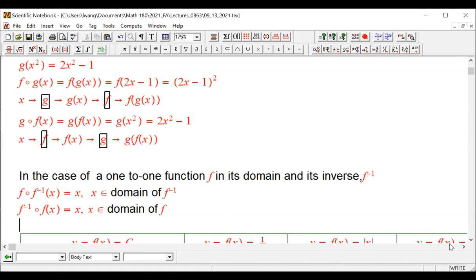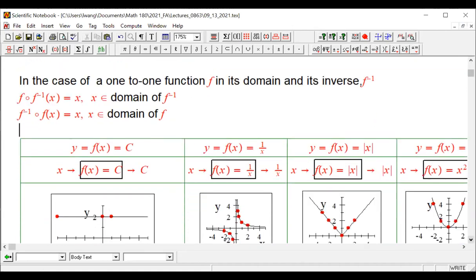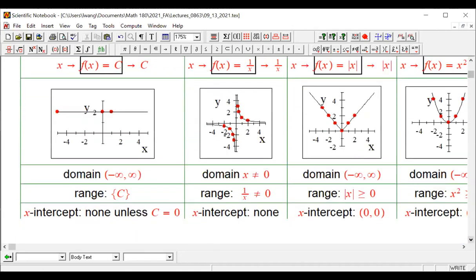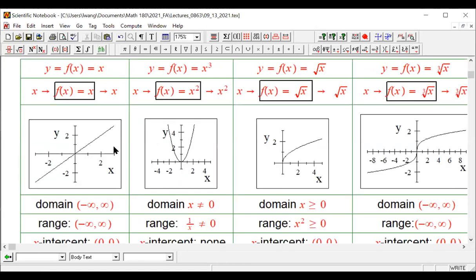All right, now let's look at some other functions we can find the inverse for. This function has an inverse, right?